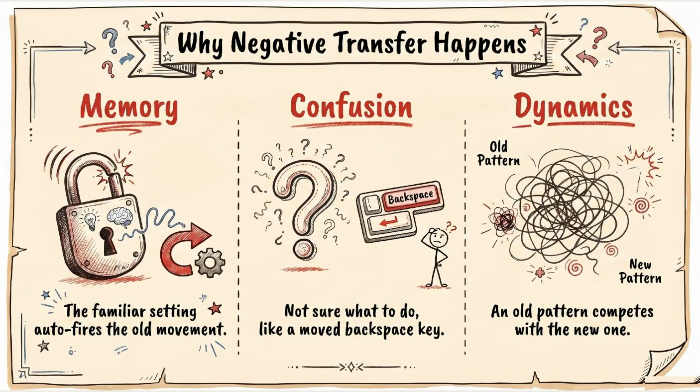Third, competing dynamics. From the dynamical systems view, your existing coordination tendencies, your intrinsic dynamics, can compete with the pattern the new task requires, and that competition makes the new learning harder. There's a fascinating wrinkle here the authors call retroactive negative transfer. Learning a brand new pattern can actually destabilize an old, previously stable one.